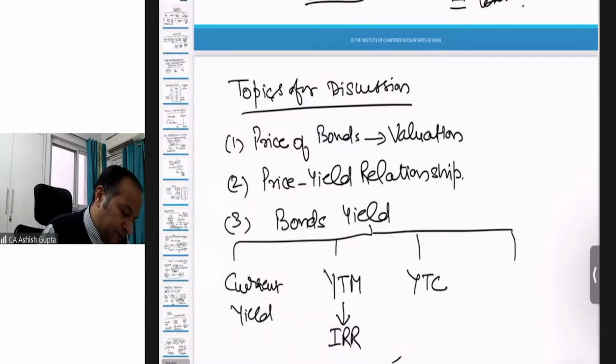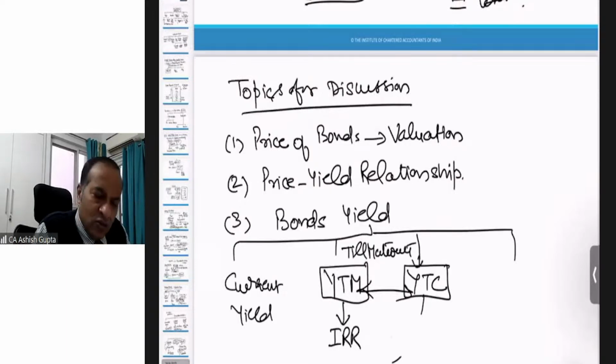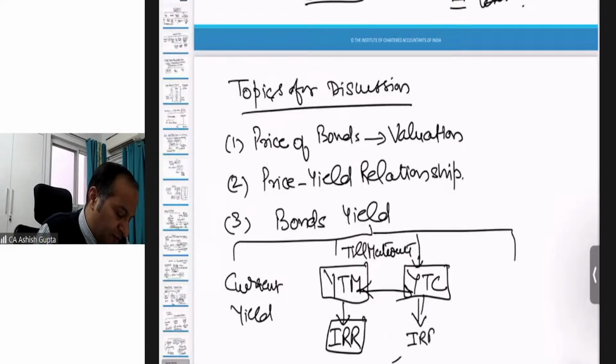Now yield to call. Yield to call and YTM are one and the same thing. Only YTM is held till the maturity, and yield to call is before the maturity. So the procedure is the same. Here we compute it by IRR. It will also be computed by IRR.